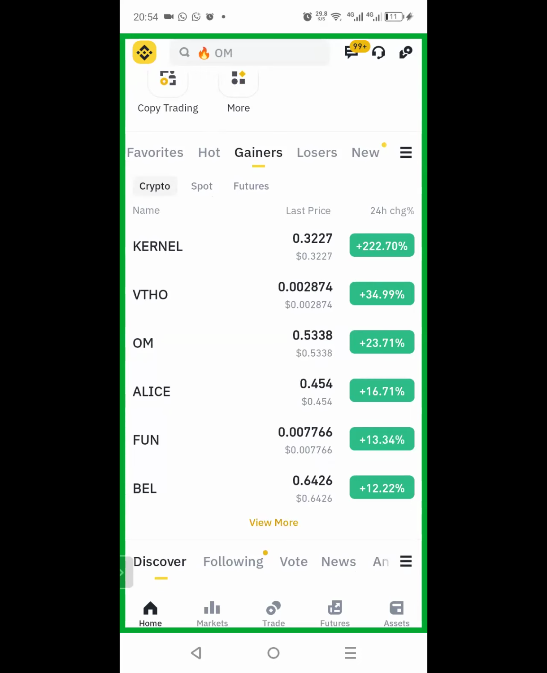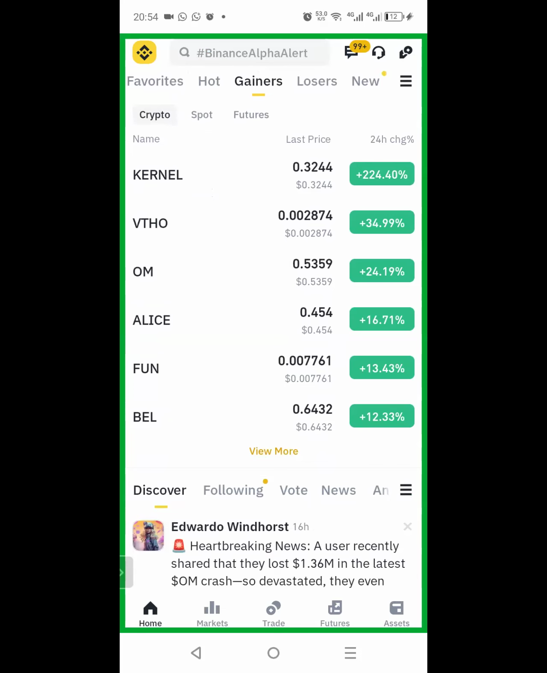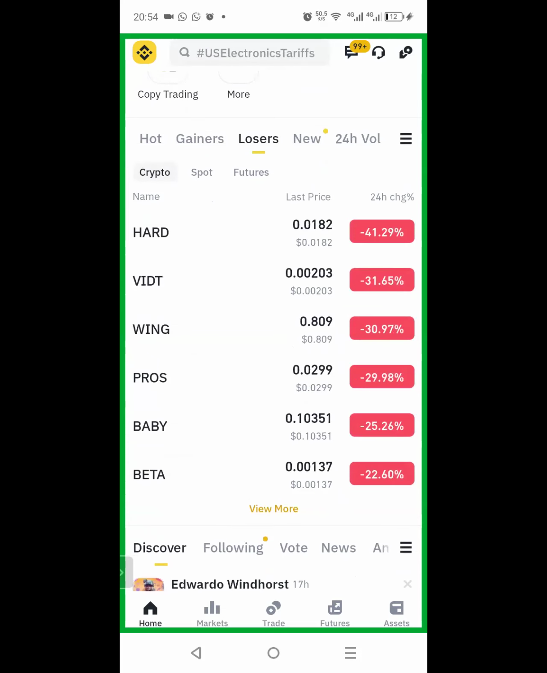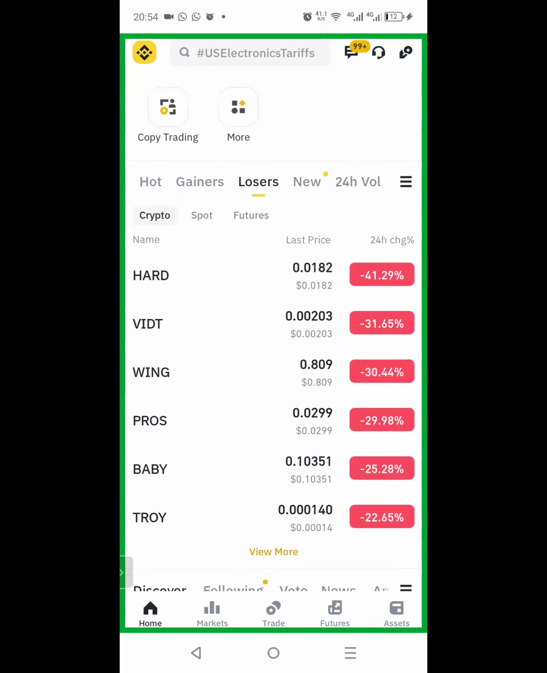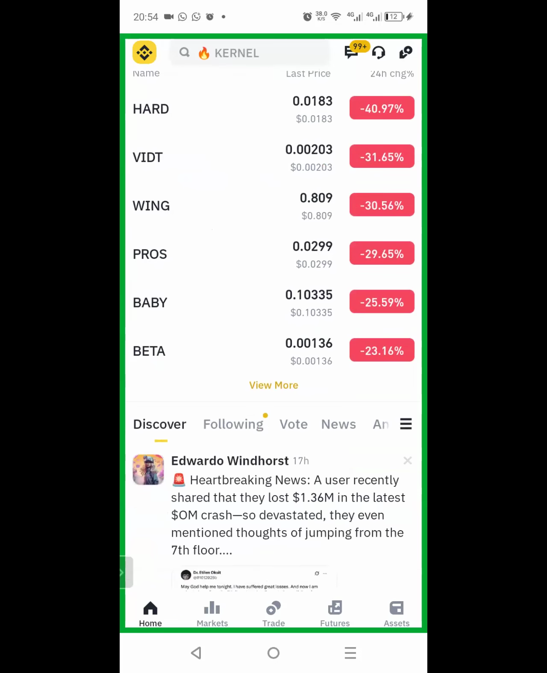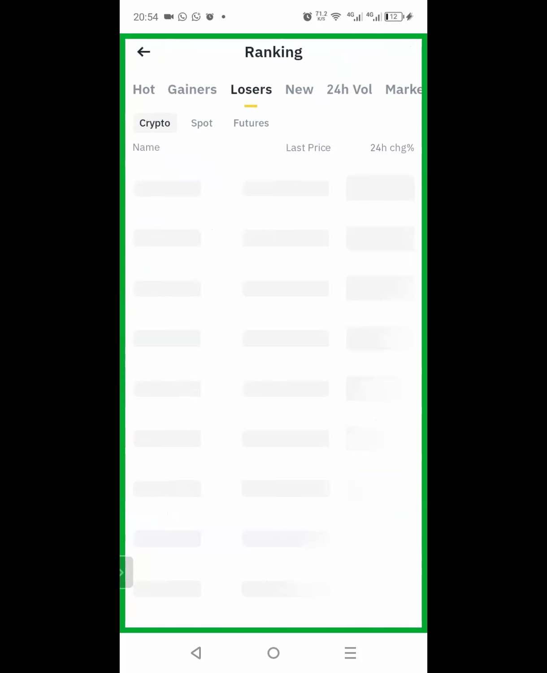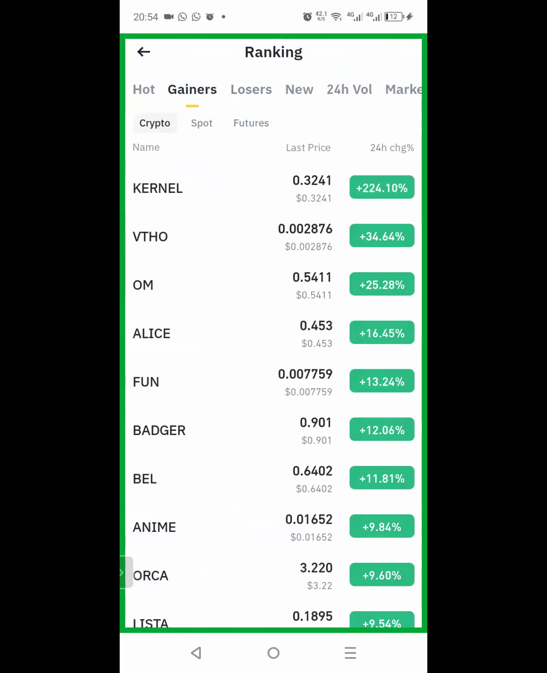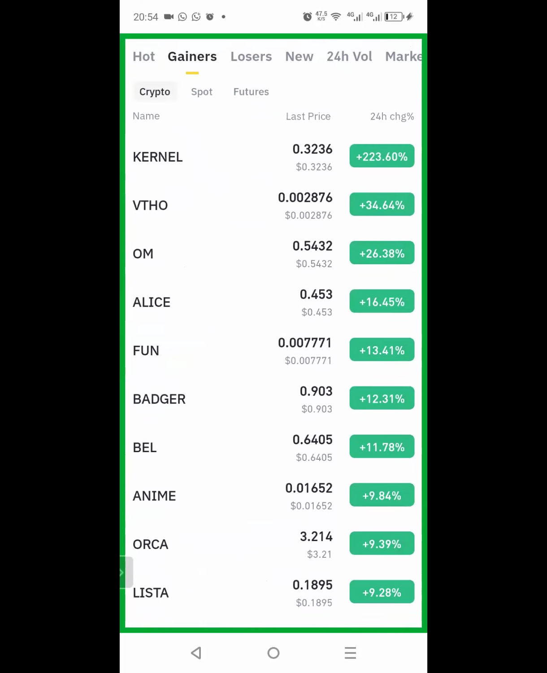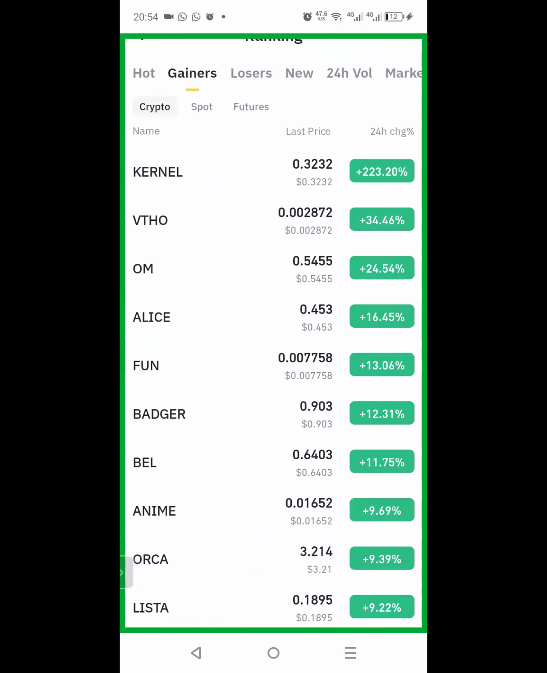So for example, let me show us some coins here. Let me go for this losers section. If I want to pick my trade, I also consider some things. I check this section in my own Binance: I check the losers section and also the gainers section. The gainers section gives me an overview of the coins that are pumping, the coins that have pumped in the last 24 hours.